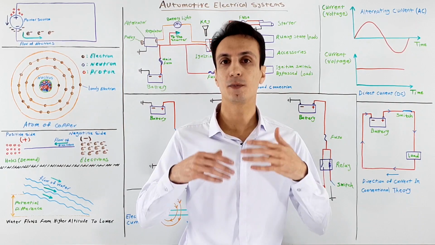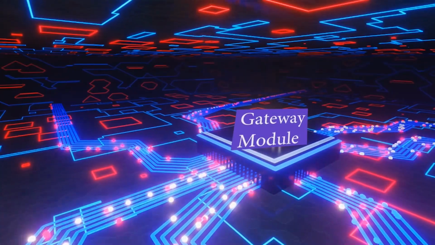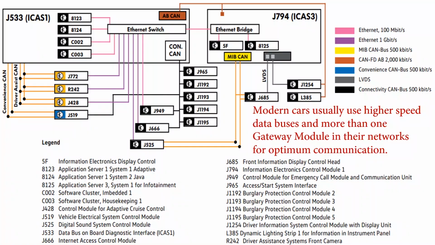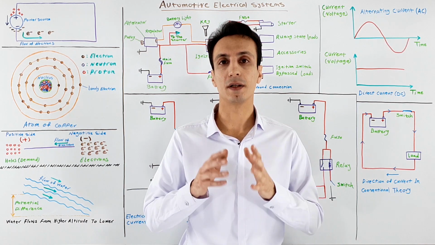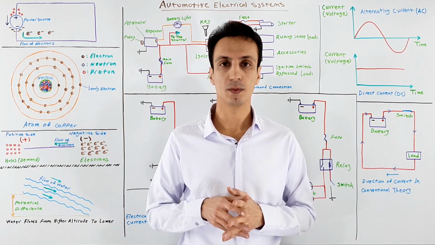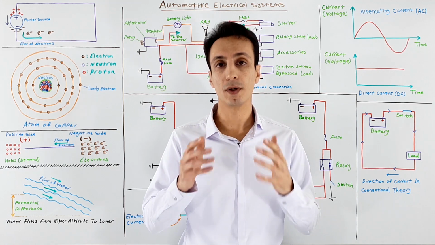For designs where more than one network is used in a car, usually a module works as the gateway to translate different messages between different data bus networks for optimum communication. Also in the cabin, most of the accessories except multimedia work on low or medium speed networks. Some designs use a single wired data bus for low speed networks.